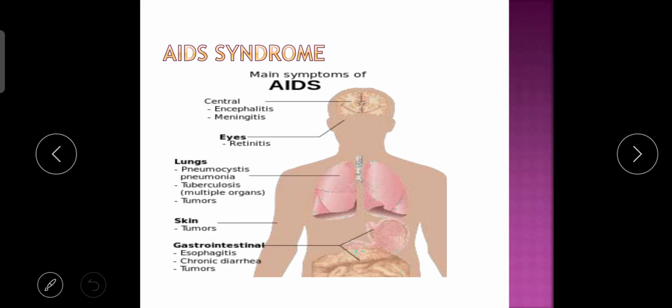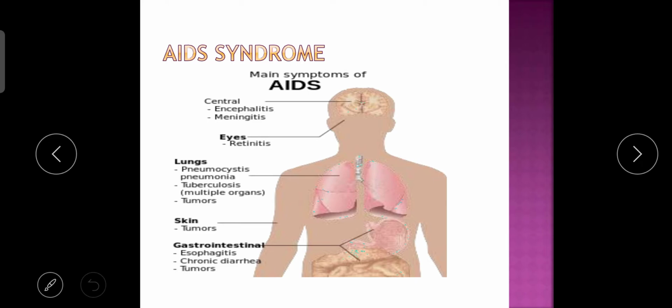In the lungs, you can notice pneumocystis pneumonia and tuberculosis, which can affect multiple organs. Tuberculosis means not only lung tuberculosis, it may be abdominal tuberculosis or brain tuberculosis. Tuberculosis can occur in any organ of the body. And tumors, these signs you can notice in the lungs. In the skin, you can see tumors. And in the GI system or gastrointestinal system, you can see esophagitis, chronic diarrhea, and tumor.